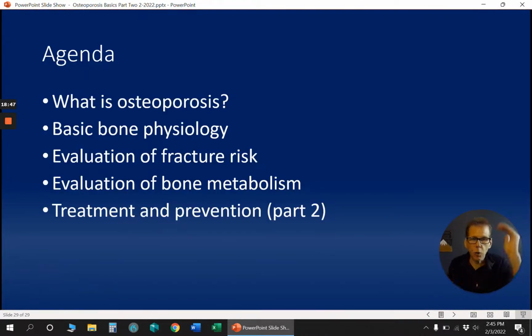So again, this is what we've covered: osteoporosis, bone physiology, fracture risk, bone metabolism, treatment and prevention. This is all designed to help get you up to speed as we start to prepare for our meeting together.